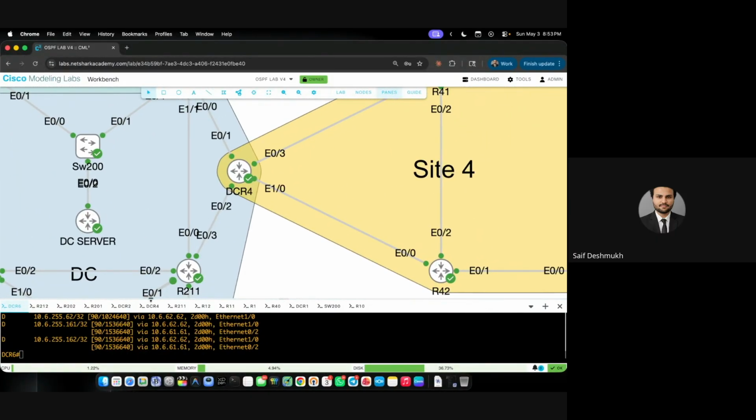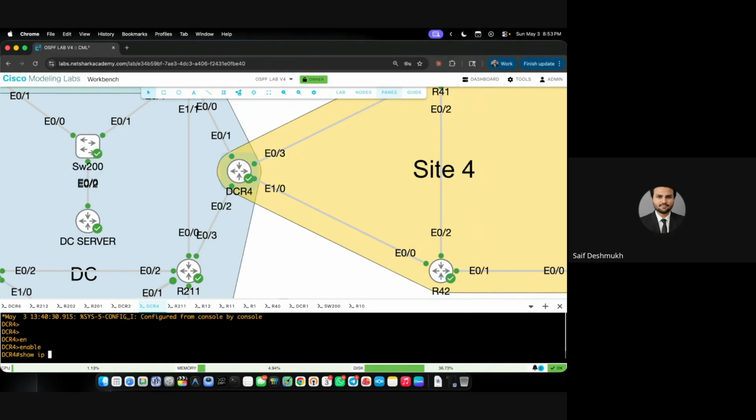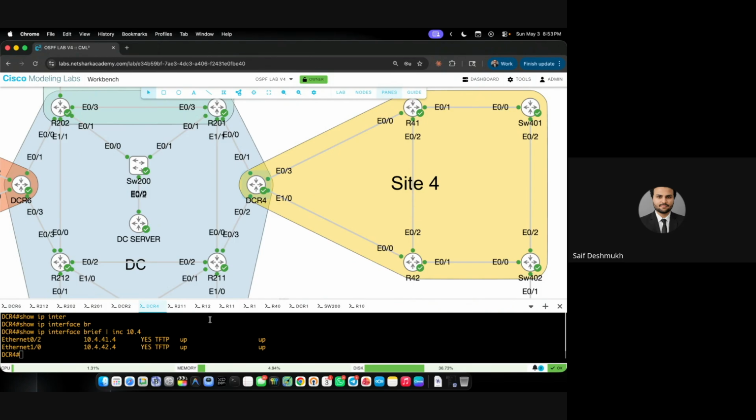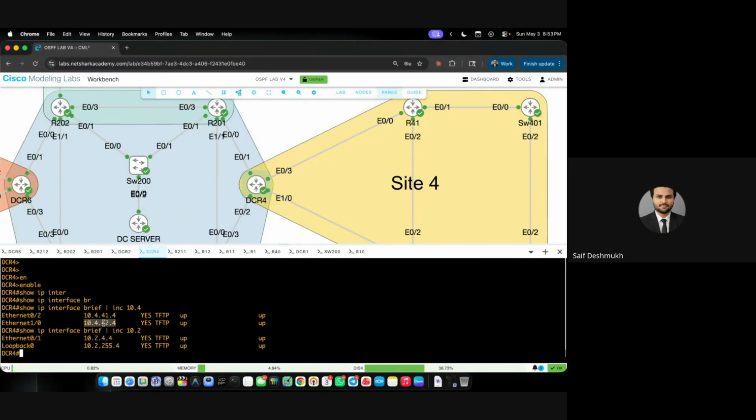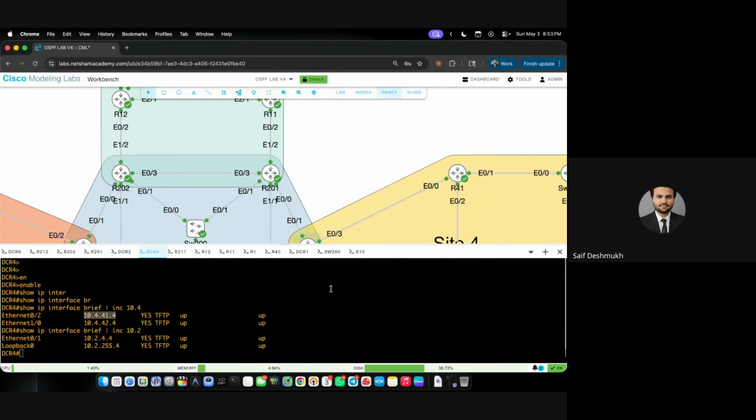Similarly, our data center router 4 has 2 interfaces, 1/0 and 0/2. This one is not supposed to be listing the network interfaces like this. When we come here, we will fix that IP address.